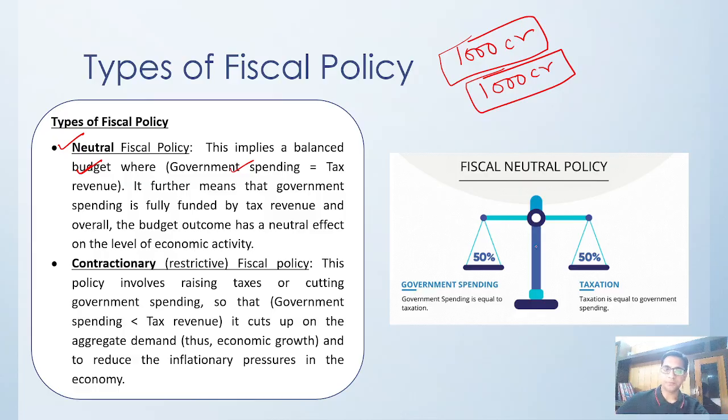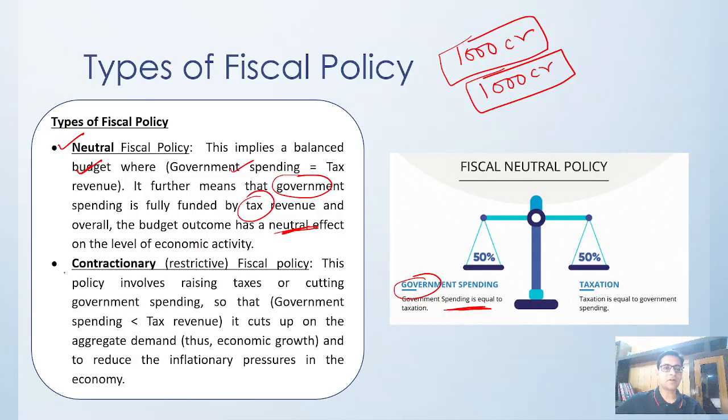Right? So, government spending is equal to taxation. Whatever the government spending is there, it is totally funded by tax revenue. Okay, so neutral, you don't have any liability on yourself. Neither are you in surplus, nor in deficit, you are neutral.